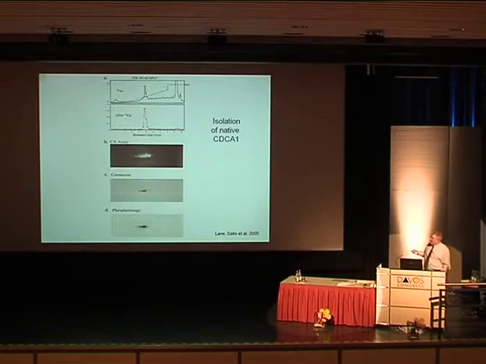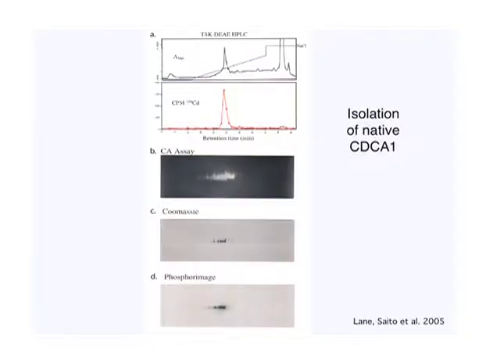You can see some purification here on these columns, and you can see, in fact, the CA assay, which is working with nothing else, the Coomassie showing that it's only one protein, and the phosphor image showing that actually there's cadmium in it.